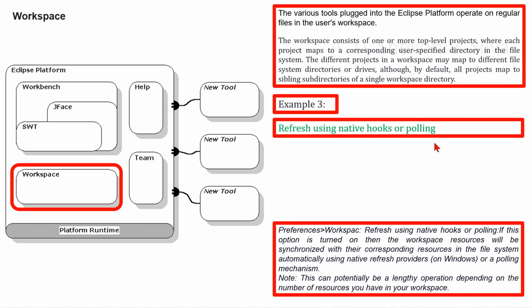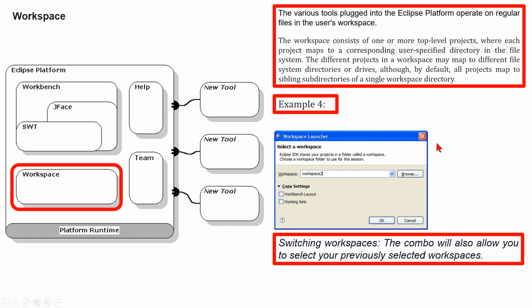If this option is turned on, then the workspace resources will be synchronized with their corresponding resources in the file system automatically using native refresh providers on Windows or a polling mechanism. Note, this can potentially be a lengthy operation depending on the number of resources you have in your workspace. The default is off. Now we are considering switching workspaces in the development environment.